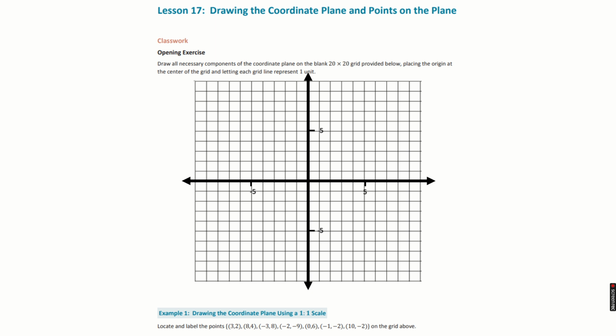Example 1 says, drawing using the coordinate plane uses a 1-to-1 scale. Locate and label each one of the points, (3, 2). That would be that one. (8, 4). That one right there. (-3, 8). That one right there. (-2, -9). Down there. (0, 6). Up there. (-1, -2). Right there. And (10, -2), right there.